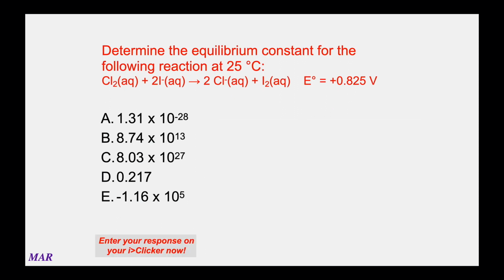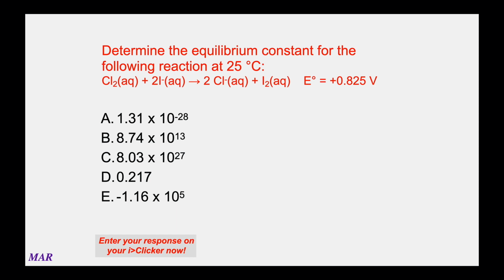Here's a question. We have an E cell value and we want to determine the equilibrium constant for the same reaction. And there are a whole bunch of different possibilities there. See if you can remember what we did in this chapter to calculate the equilibrium constant. I encourage you to pause the video, work on it. When you're ready to talk about the answer, you can unpause the video, pause the video now.